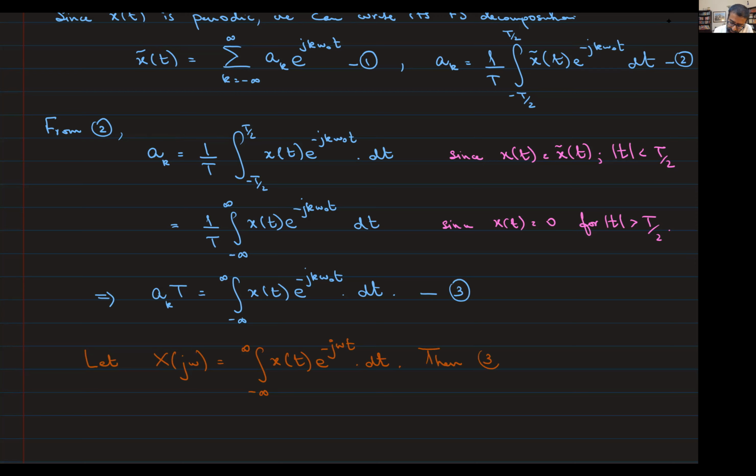Then what does this equation 3 become as a function of? Ibrahim says, excellent. So for anybody who was not clear, this a_k times T is actually equal to that function X, but instead of omega, I have k times omega naught in that equation 3, and therefore this is what I have.